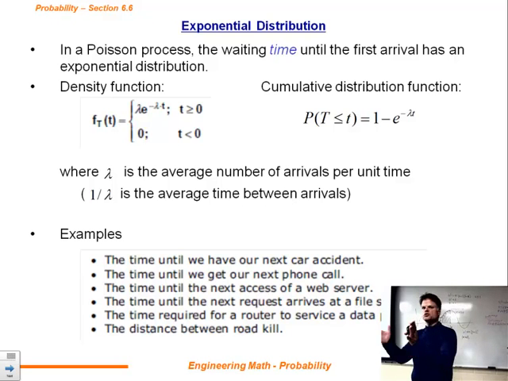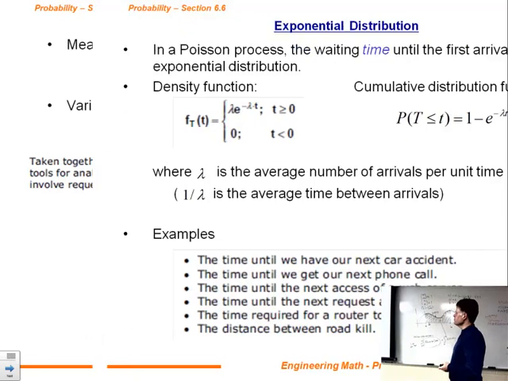Also, the time between successes is also exponentially distributed, because you can always start your stopwatch at the first success and then wait for the second one. Point is, it doesn't matter since these arrivals come in at any time independently. It doesn't matter when you start your stopwatch. You're going to get the same distribution. All right.